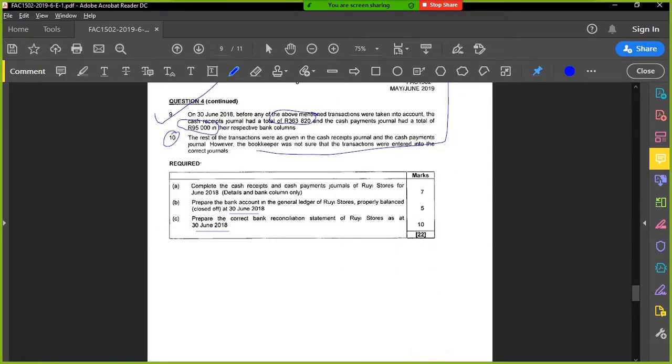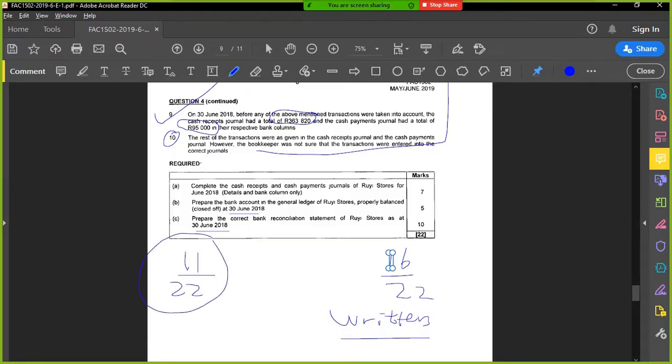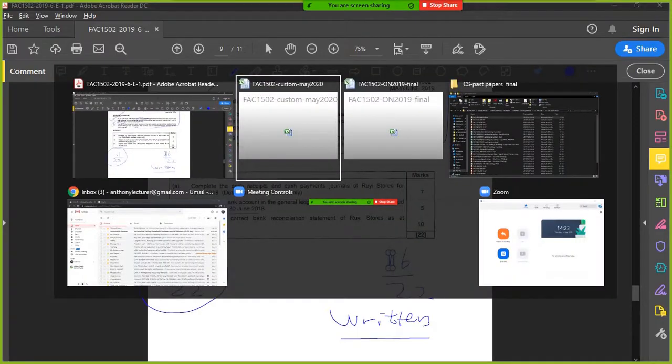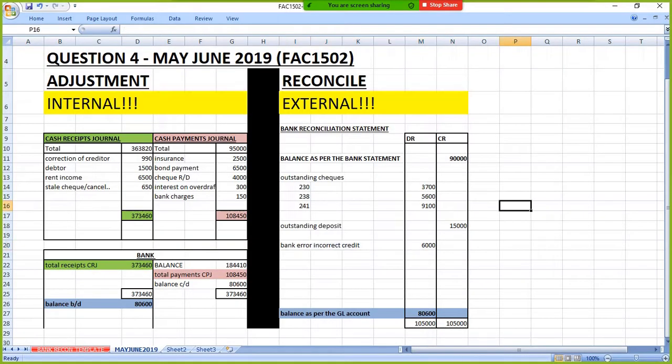How much was this question out of? 22. You got -6. You would have got 16 out of 22 if this was a written question. Okay, 16 out of 22 is more than enough to pass. 11 out of 22 is a pass. 16 out of 22 is about 70%. 16 divided by 22, 70%. That's brilliant. That's a good pass. Okay, great. Thank you.